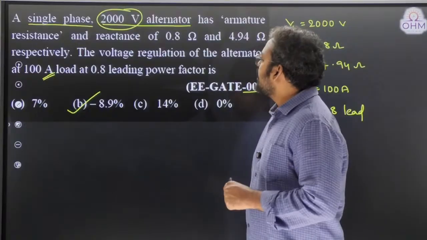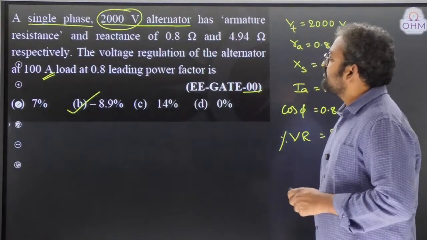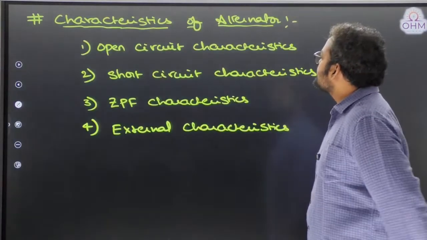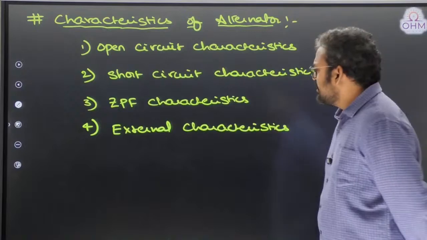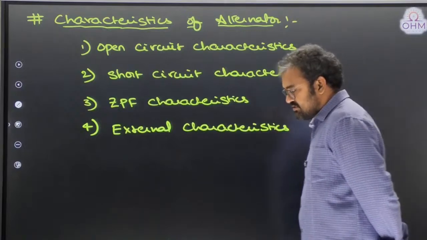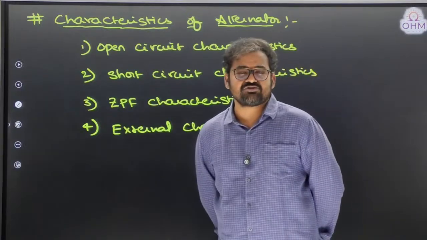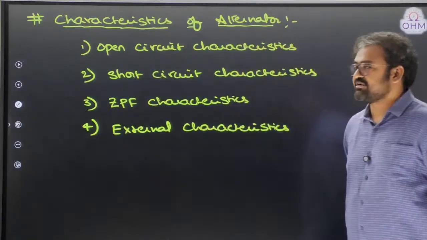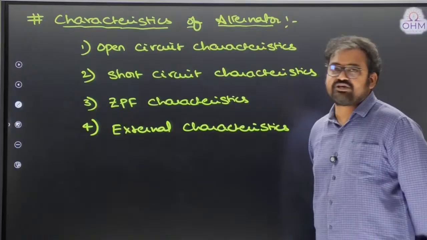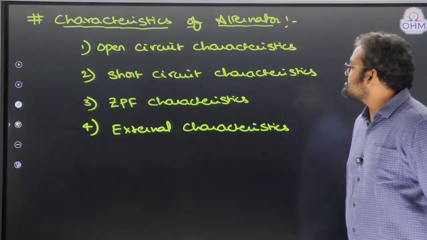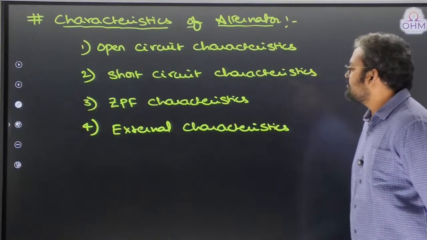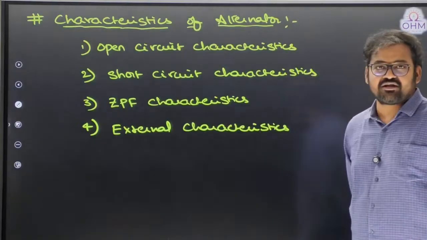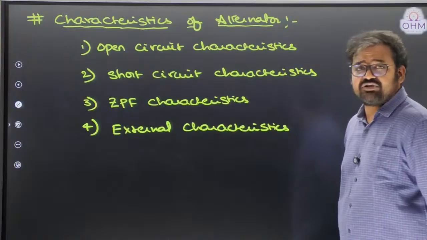Okay, fine. Now we will move to our next topic, that is characteristics of alternator. There are many characteristics for alternator performance. To understand the performance of the alternator, all characteristics are not important for us. These 4 characteristics we have to discuss: open circuit characteristics, short circuit characteristics, zero power factor characteristics, and external characteristics. We will see them one by one quickly.